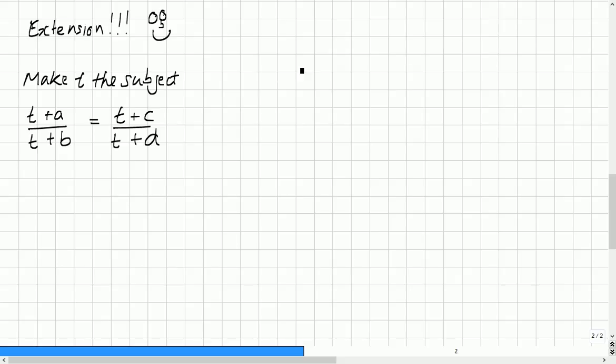Okay, and what about this one? So you might even recognize this formula. Let's write make a the subject. So if you've looked at any A-level maths textbooks, you might recognize this. This is the sum to n terms for an arithmetic progression.